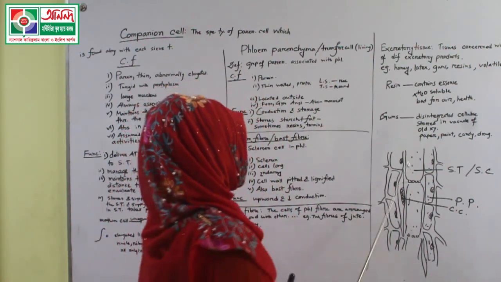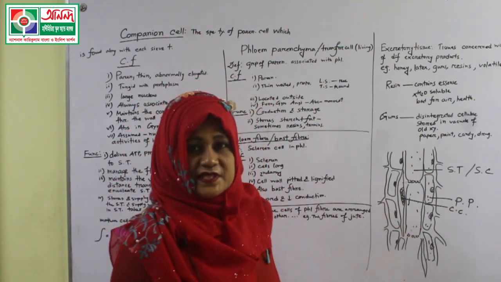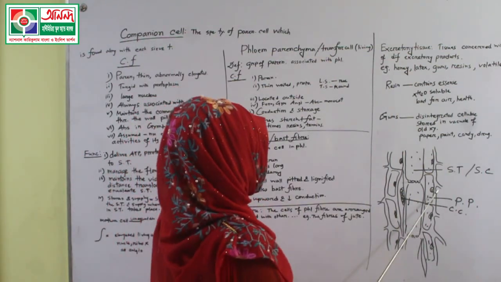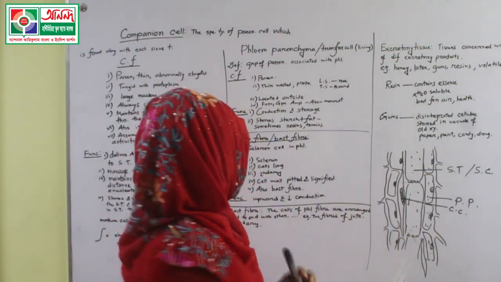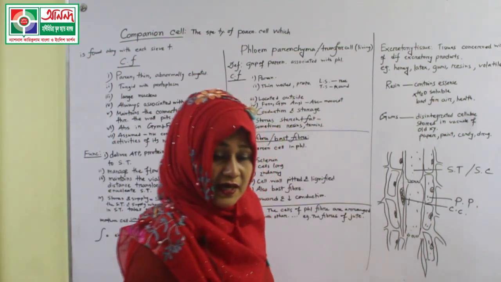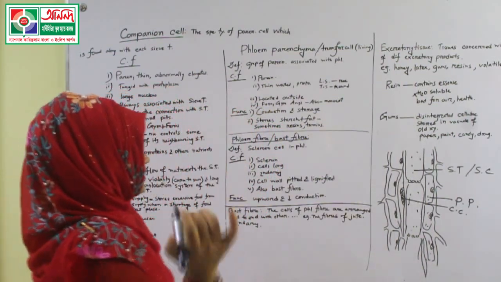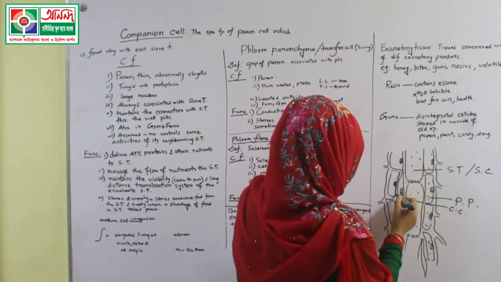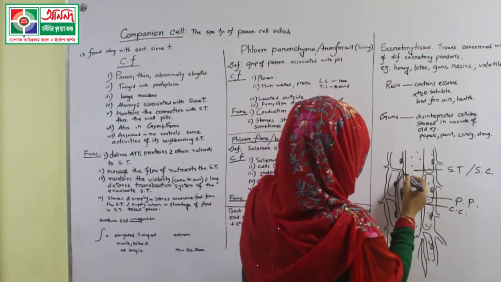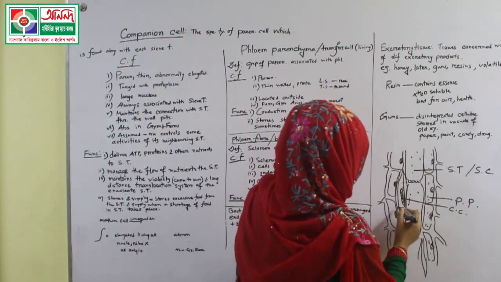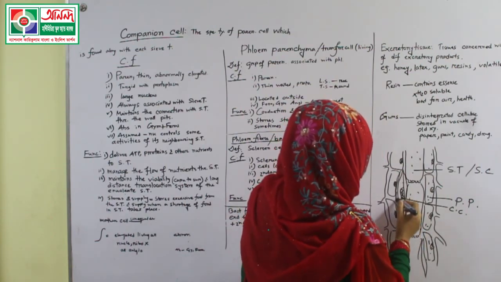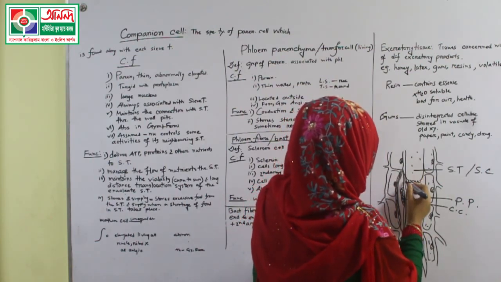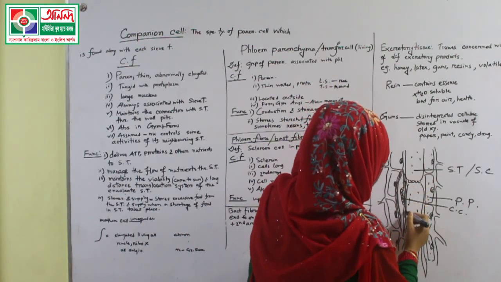What is this, sieve cell or sieve tube? This one is phloem parenchyma, this one is the companion cell. And where is the phloem fiber? This is not given in your book, and this area is known as the phloem fiber. I am making this zone darker to understand.